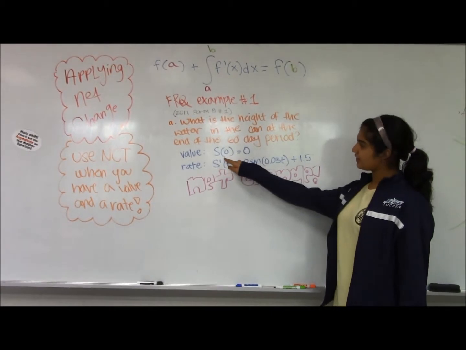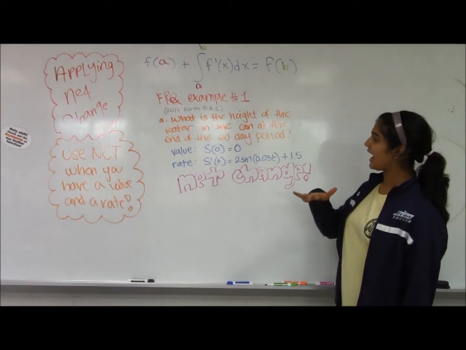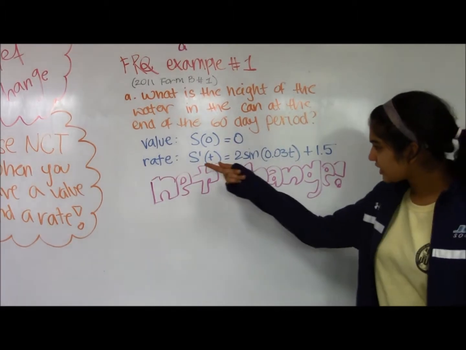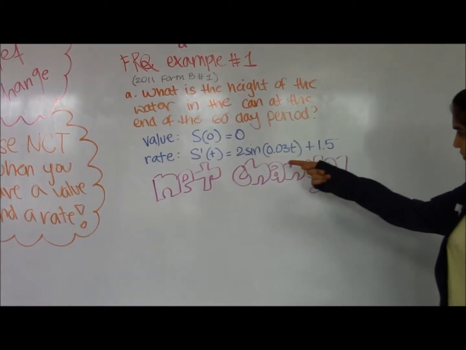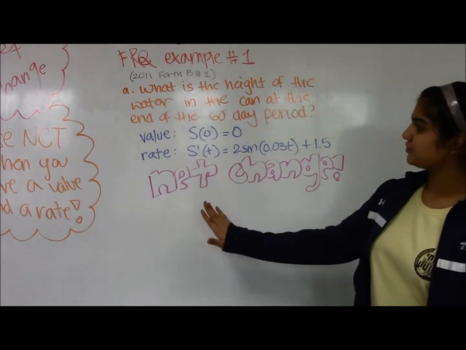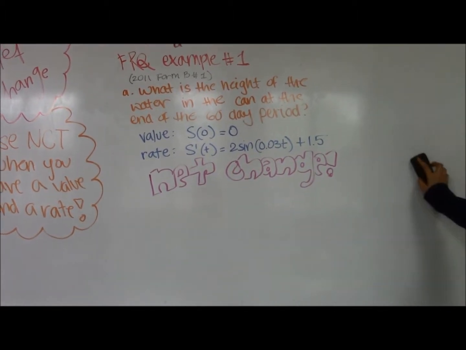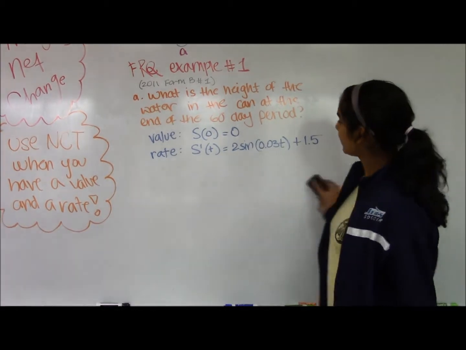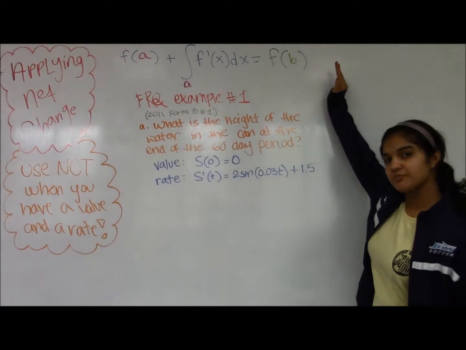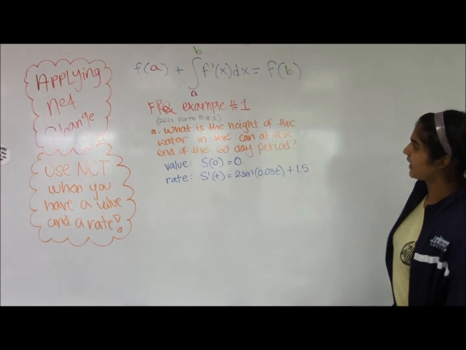So the value you know is s of 0 equals 0 because it said that the can was initially empty. So you know that the height would be 0 if it was empty. And then it gives you a rate which is modeled by the function 2 sine 0.03t plus 1.5. As soon as you have those two values, you just think net change. And so the way you solve this problem is you refer back to the formula above, which by now you should have memorized because of the toolbox, but just in case, it's right up there.